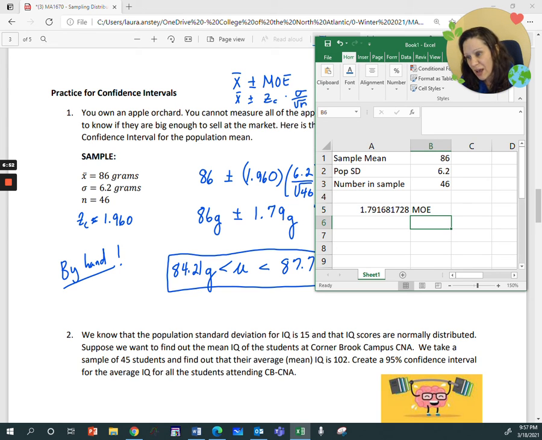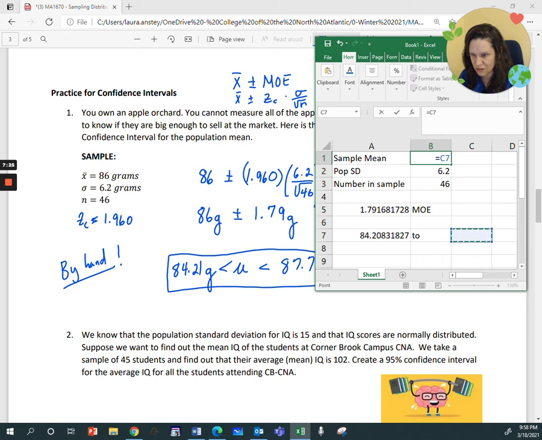What could I do now in Excel? Well, of course, I could add and subtract from the 86. How can I do that in Excel? I'm going to use a formula, equals 86 minus this. That gives me my low end. And then I can do the high end. And the high end is going to be 86 plus the margin of error.